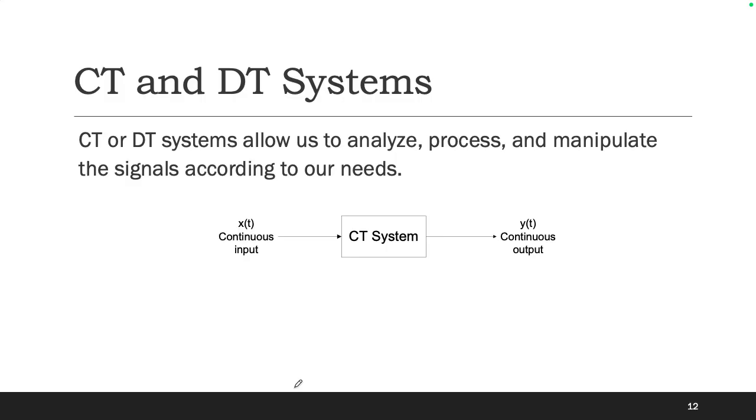And how about the DT system? Similar thing. Am I right? Yeah, only the input and output are changed. For the DT system, our input is a discrete signal, and the output is another discrete signal. Does that make sense to you? Yeah. Okay.